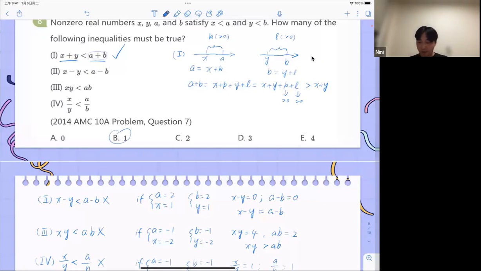Okay, that is a little bit hard to do for our last question, but always remember that if we need to prove one statement is not true, all we need to do is to try to figure out whether there is any counterexample to disprove it. So that is how you can say, okay, this statement is not true.